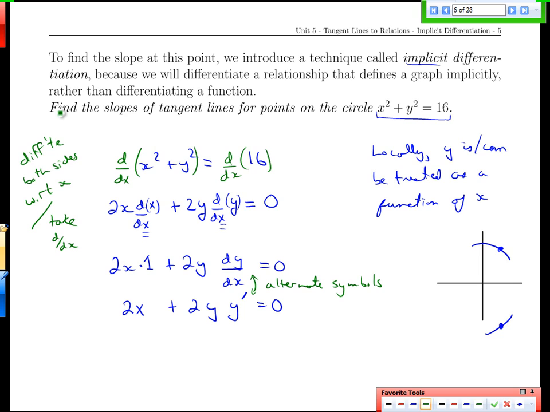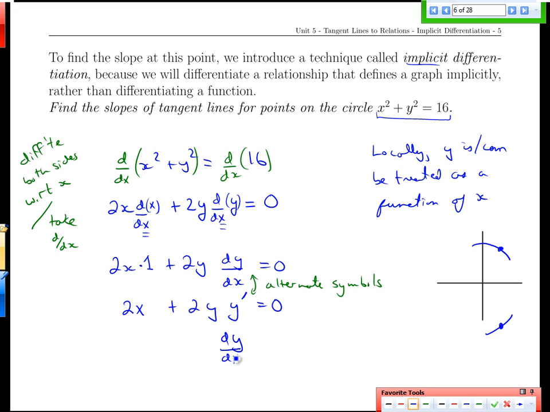Okay, what was our goal? Find the slopes of tangent lines for points on the circle. Well, y prime, dy dx, is exactly what we're looking for then. It's the slope, the ratio of y versus x, for some local region around a point here.